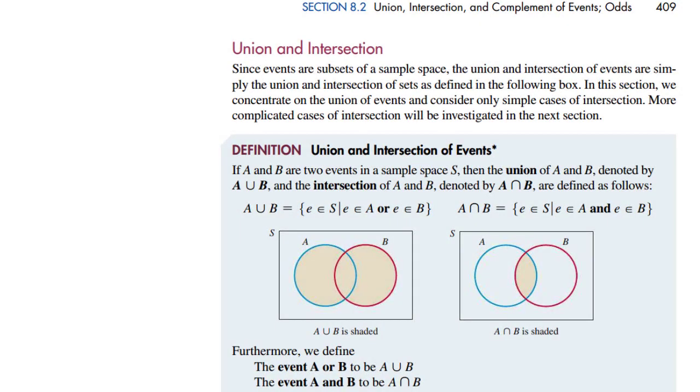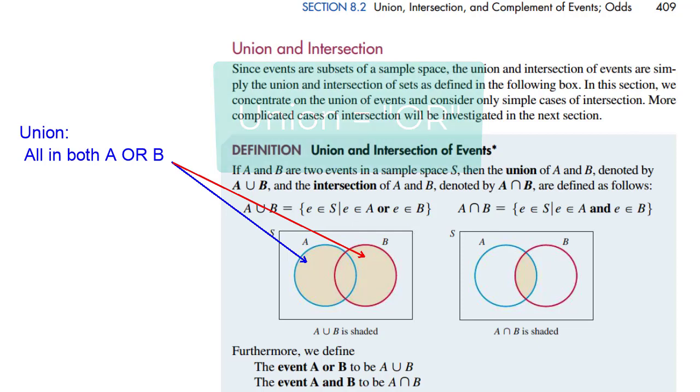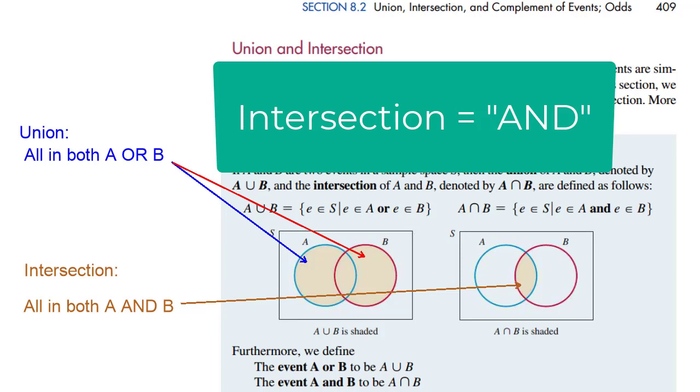The union of two events is the combination of all the elements in either one of them. So the union of A or B is all of that shaded region. Another meaning for union is or, like either or. The intersection, on the other hand, is the area of elements in both A and B. Here's that shaded region. Another meaning for the intersection is the word and, like A and B.